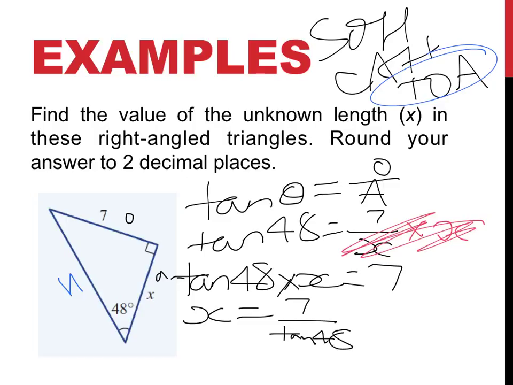Okay, and my answer is 6.3028, and so on, so that becomes 6.30, which means that this side here is 6.30. That's kind of close to 7, so I'm pretty sure my answer is correct. And that's it, guys. That's how to solve trigonometric ratios with the denominator as the unknown.